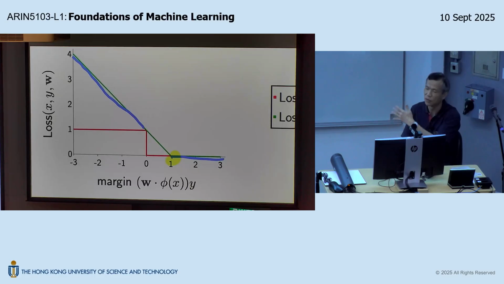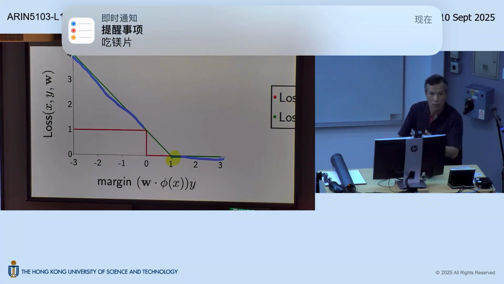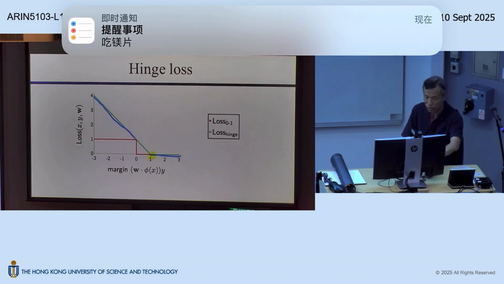Just like for the regression case, the simplest case is you use the square loss. If you don't like the square loss, I'm not saying that the square loss is the best. You can use the absolute value, which is what we call the L1 loss. You can use many other losses, but these are the most simple losses. So again, hinge loss is not the best, but it is a straightforward modification of the loss.